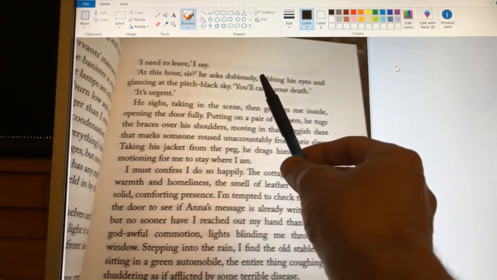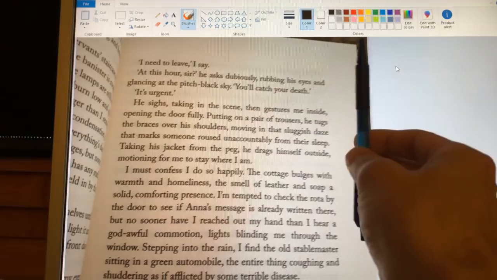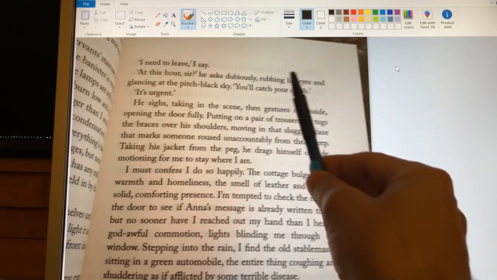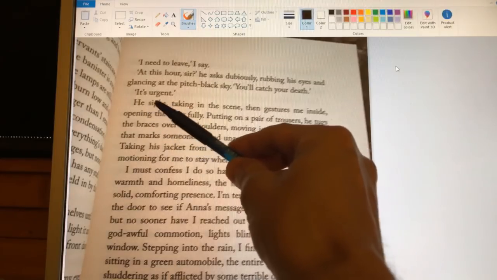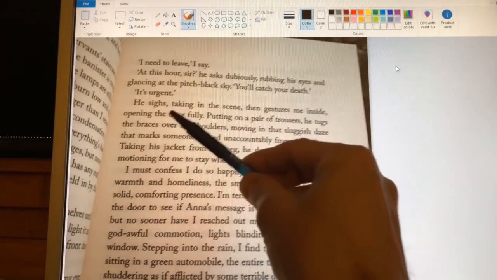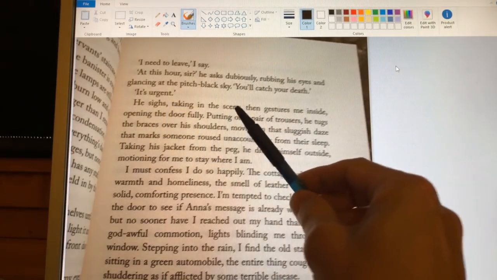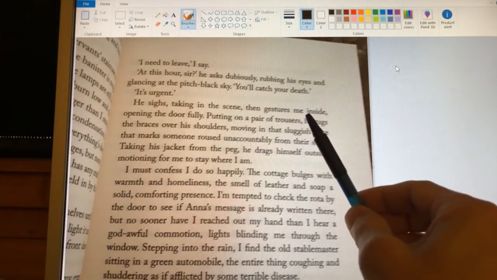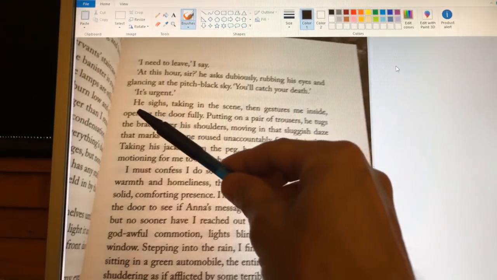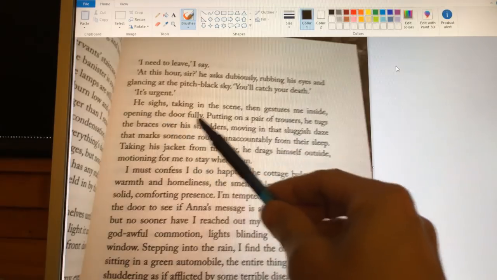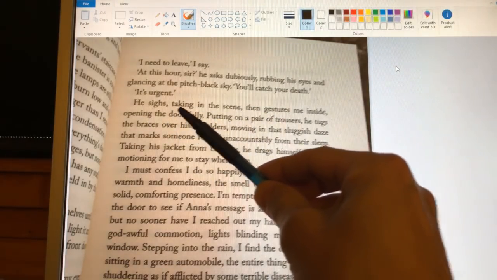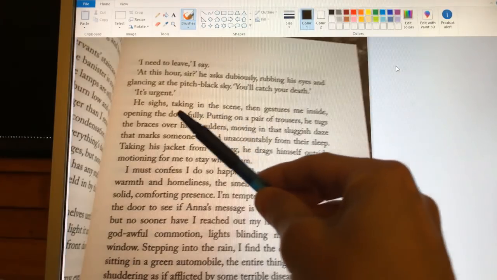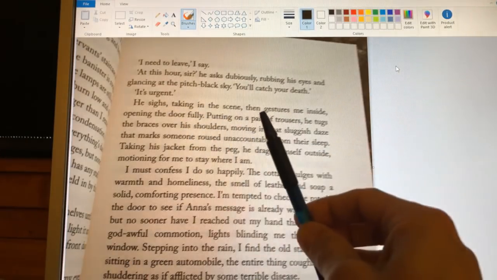Okay, so that's our first participle comma, and don't worry because there are plenty more coming if you didn't understand that one. So let's look at the next one. He sighs. So you've got subject and verb. He sighs, comma, taking in the scene, comma, then gestures me inside. So what you should realise here is that you've got a main clause, he sighs, then gestures me inside, but interrupting the main clause and surrounded by commas is taking in the scene.